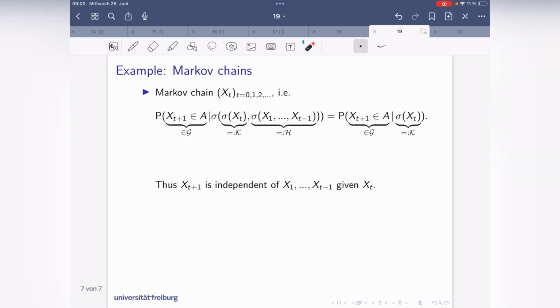Okay, and let me just make an example here from Markov chains. Usually that's written as follows. So in this random walk example that we had, for example, X_{t+1} is doing something. That's an event in J. I want to say that they're independent given something. The something is the present. So sigma of X_t, that's my K. And the H, that's the past. That's the sigma algebra generated by X_1 until X_{t-1}.